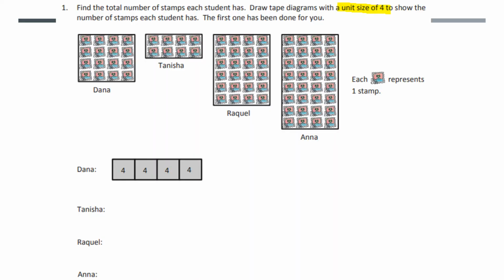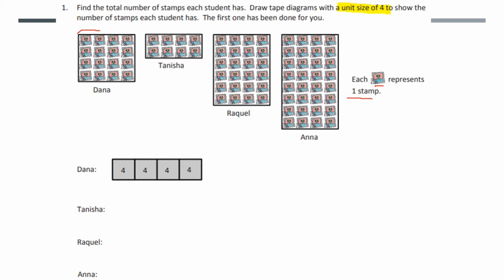So for this first one, it says, find the total number of stamps each student has. Draw a tape diagram with a unit size of 4 to show the number of stamps each student has. So we know each one of these pictures represents one stamp. And we said each one is going to be a set of 4.